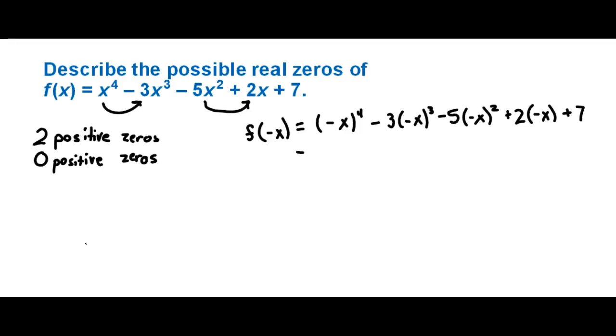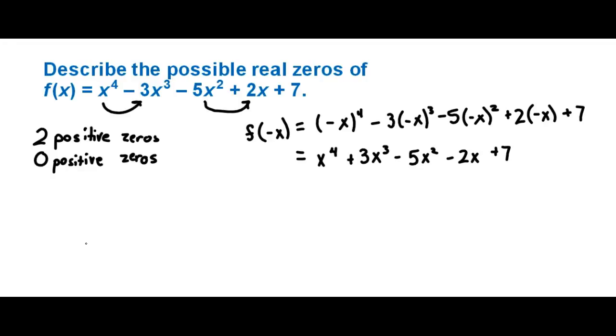So in all, what I'm going to get is a positive x to the fourth minus 3 times negative x cubed, which will end up being a plus 3x cubed. Then we have negative x squared, which would become positive x squared, times negative 5, which would remain negative 5x squared, plus 2 times negative x becomes negative 2x, and plus 7 remains.